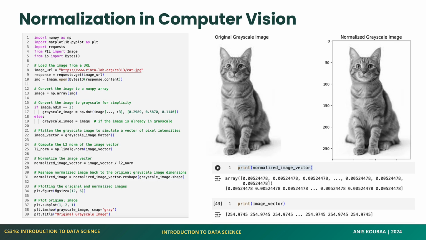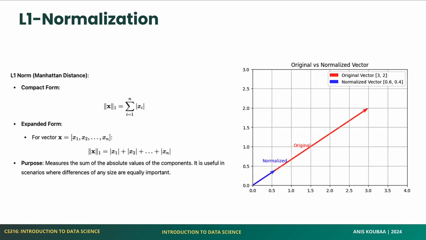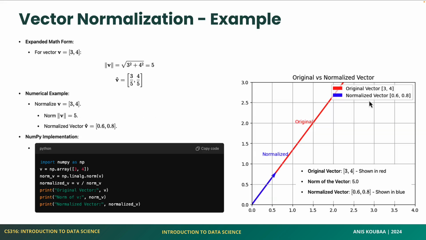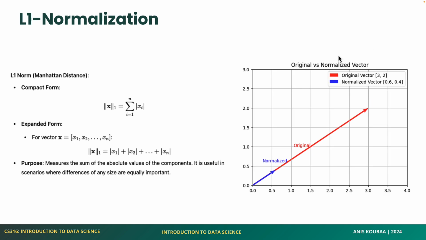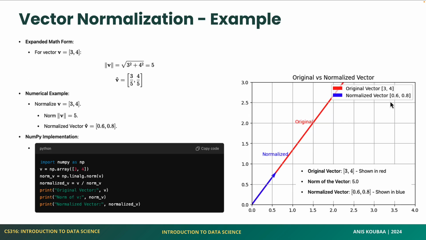So, normalization in computer vision. Yes? For the L1 normalization, how do you get 0.6? No, I didn't make... No, this is for L2. It's not this, just a moment. No, yeah, this is for L1. Look, now it's 0.6 and 0.4, and in L2 it was 0.6 and 0.8.